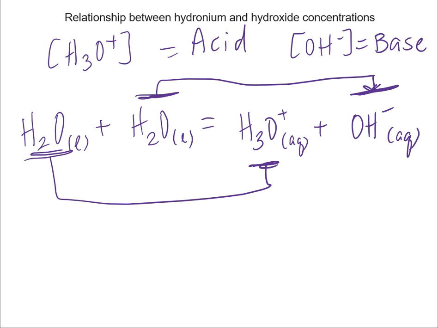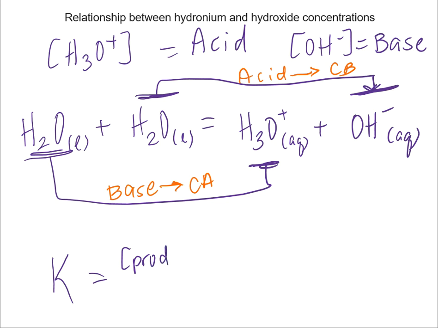So I have here, because there was a gain, the water to the left was my base. Here, the water to the right lost, so it was my acid. So the acid was converted to a conjugate base. The base was converted to a conjugate acid. So we have this acid and base thing going on throughout this system. And so when we were dealing with the equilibrium constant, so that K or KEQ, we can look at it as products over reactants. So the concentration of products divided by the concentration of reactants.